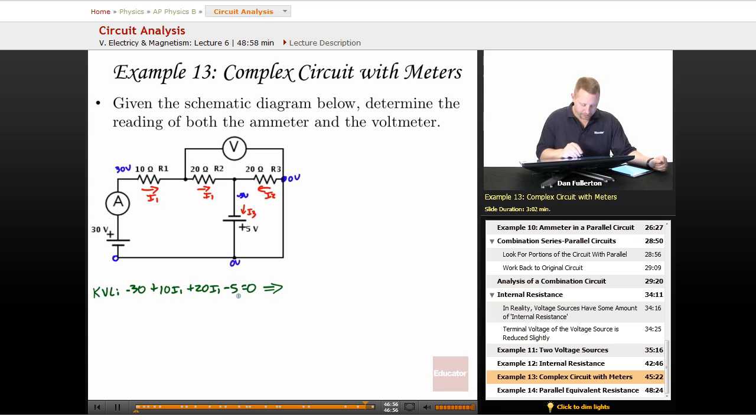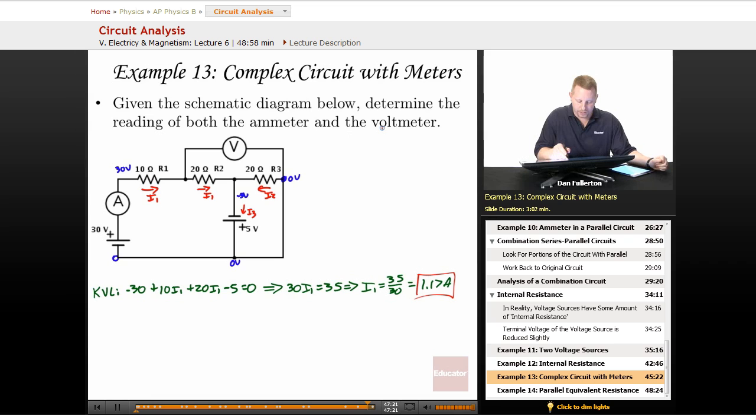What I can do then is a little bit of algebra here and say that I've got 30 I1 must equal 35. Therefore, I1 equals 35 over 30, or about 1.17 amps. I1 is what goes through the ammeter, so there's our first answer.